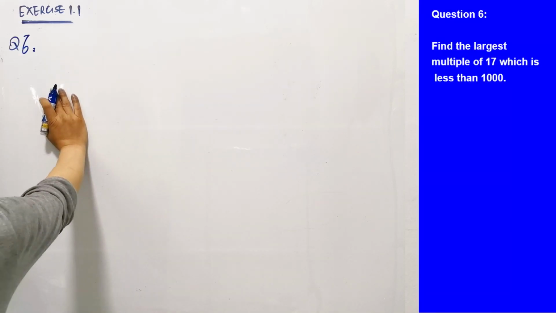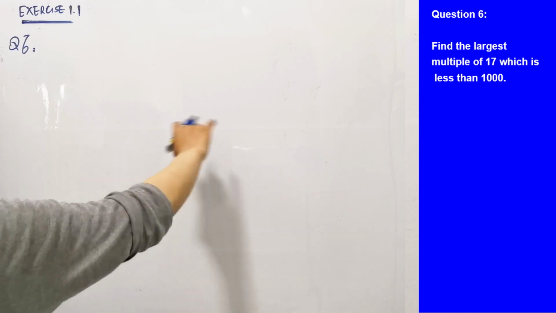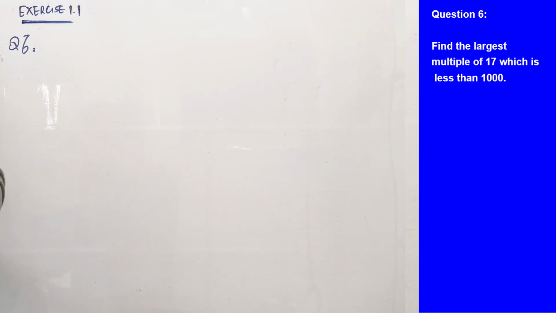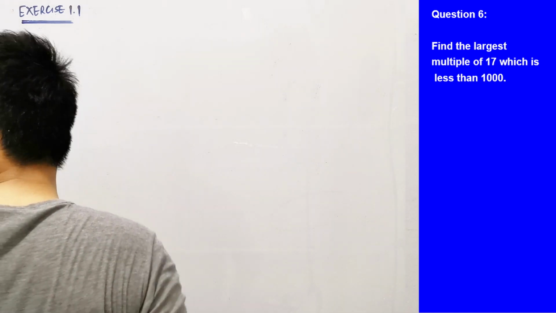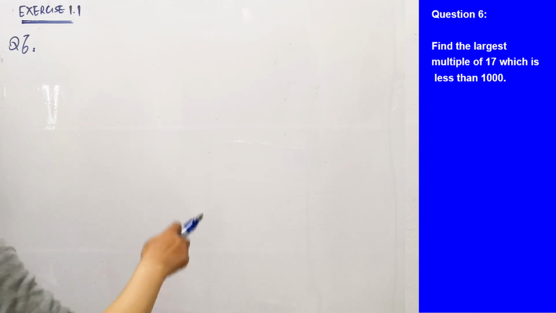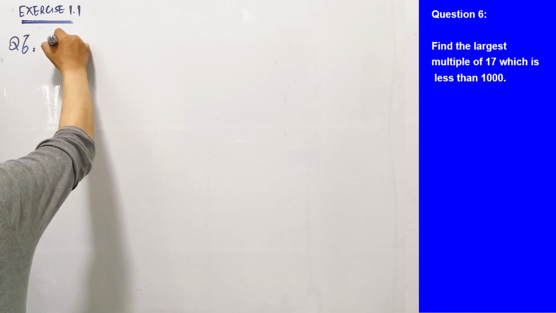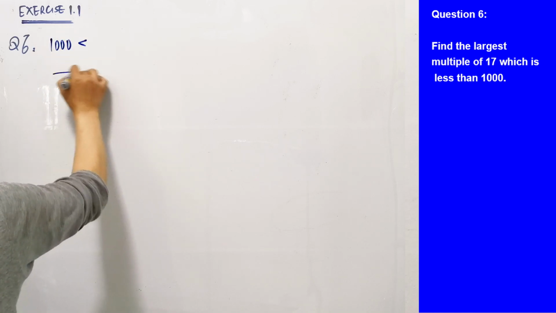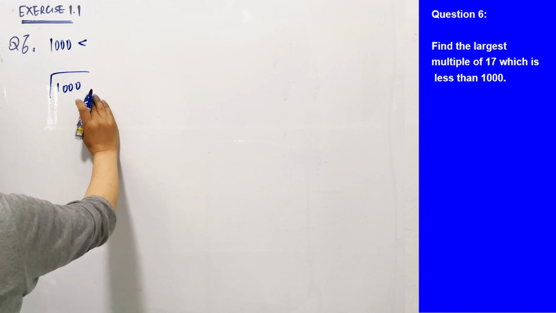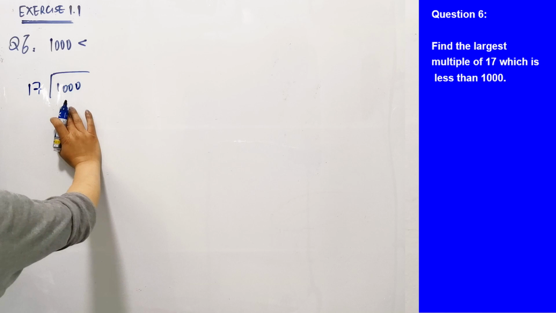Now let's look at question 6. Find the largest multiple of 17 that is less than 1,000. So basically, we're going to calculate that. The final number is the largest multiple of 17 less than 1,000. So in this case, we try 1,000 first. So multiple of 17, right? How do we calculate that one?